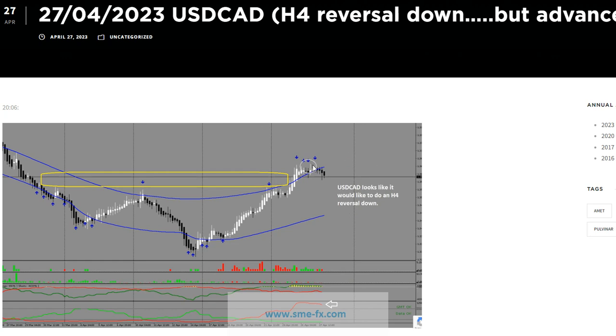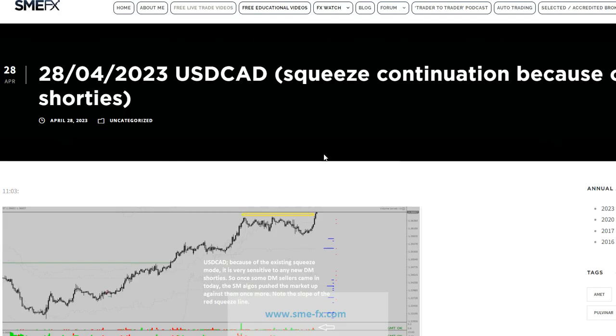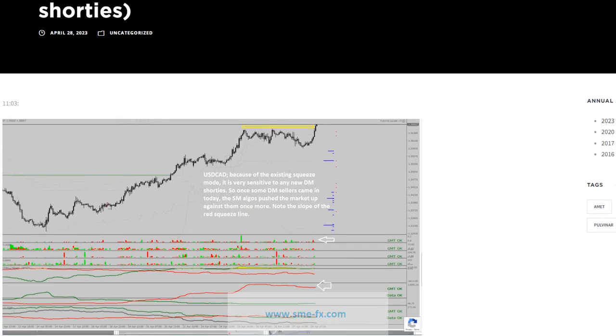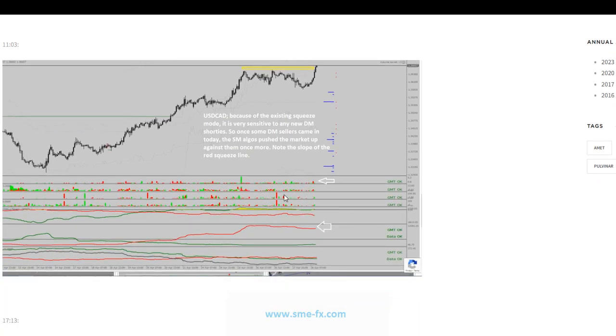But in this particular example, it actually went up all the way, and then on Friday it came off again after the news. So let me show you 28. Squeeze continuation. So here we go. Okay, with short is coming in, and the squeeze didn't collapse, and therefore retest of the high, clearing the high. Here, the $11 cut, because of the existing squeeze mode, it is very sensitive to any new dumb money shorties. So once some dumb money sellers came in today, the smart money algos pushed the market up against them once more. Note the slope of the red squeeze line. Look, it's increasing again.